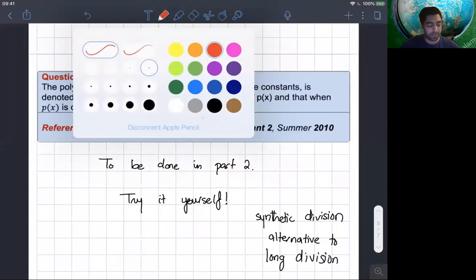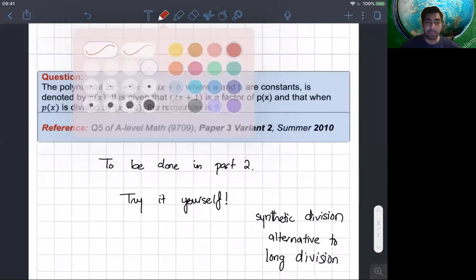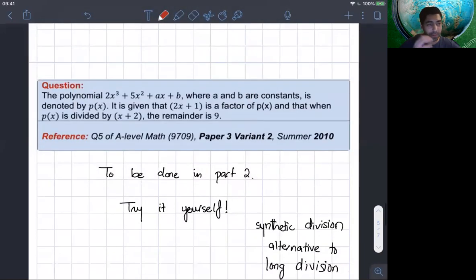Now that you have to try this problem on your own, again, what I'm going to do is try to tell you how I would solve this problem, or what would be going through my mind if I were solving a problem like this. Let's just read it together first. The polynomial of this whole thing, where a and b are constants, is denoted by p of x. It is given that 2x plus 1 is a factor of p of x, and that when p of x is divided by x plus 2, the remainder is 9.